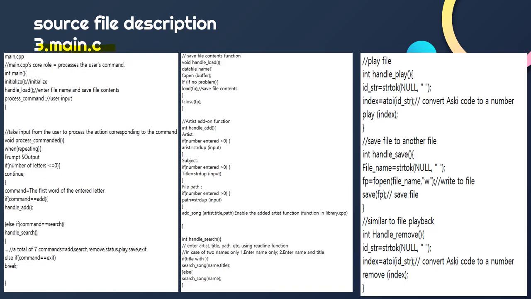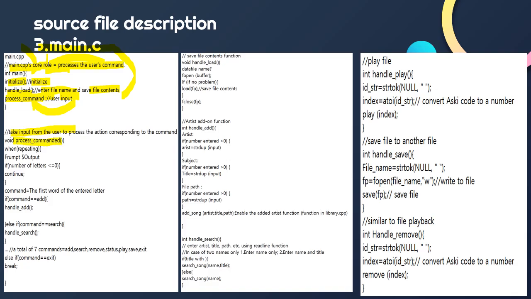Third, the main source file. Main CPP's core role is to process the user's command in this file. Int main initializes. Load: enter a file name and save the file content. Process command: take input from the user to process the action corresponding to the command.